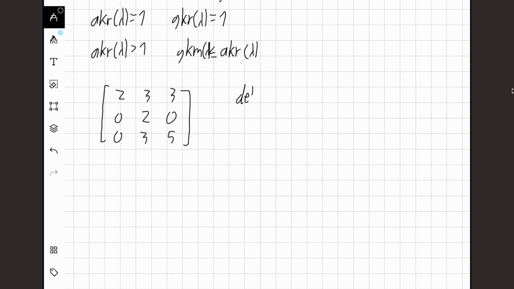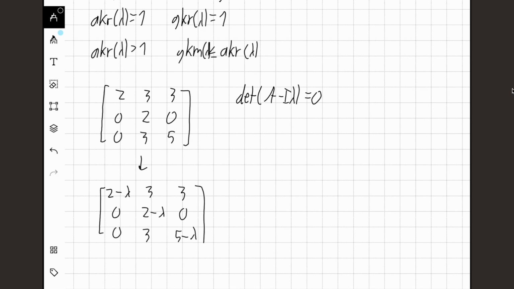We want to find the determinant of A minus I lambda. We know that the determinant of this has to be 0. We talked about this before. So A minus I lambda means we transform this matrix by subtracting lambda from the diagonal. So 2 minus lambda, 3, 3, 0, 2 minus lambda, 0, 0, 3, and 5 minus lambda. That will be our new matrix, and we want to find its determinant. Usually, when you want to find the determinant of a matrix, you put it in lines like this, and we want this to equal 0.